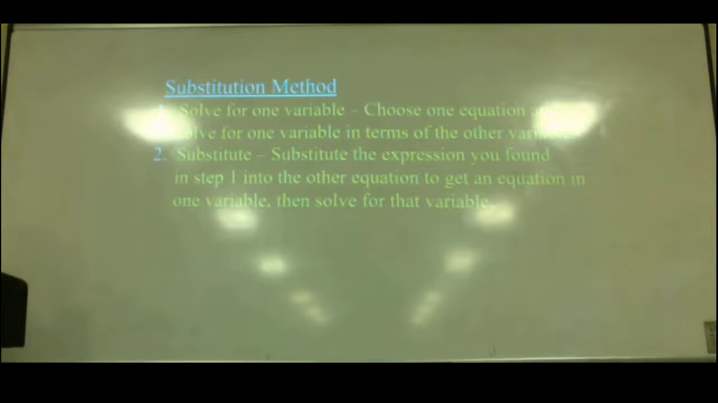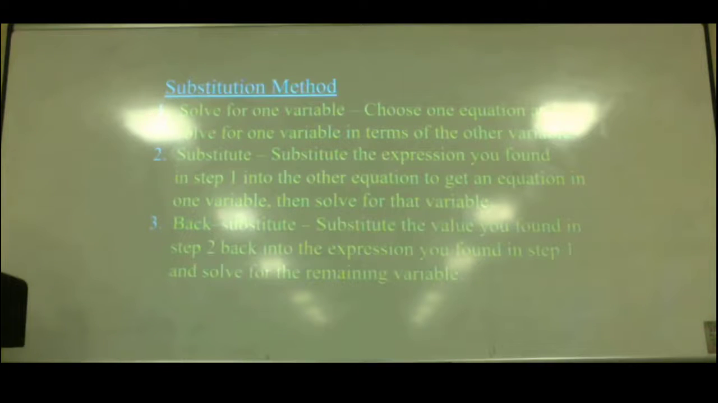And then once we know what that number is, we call this back substitute. You take that number, and you substitute back into the other equation. Or actually, either one of the equations from the very beginning, from step 1. The easiest one to plug it in is the one that you solved already in step 1. But you could actually put it back into either equation. Once you do that, you'll have one variable again, and you'll be able to solve for that second variable. And once you have both of those variables, you're done.